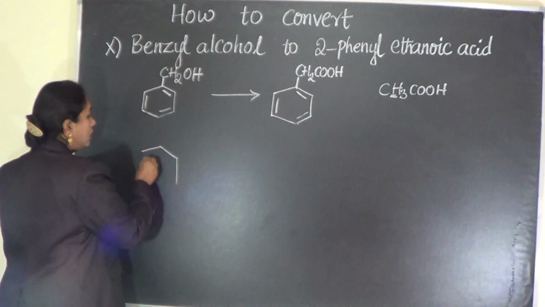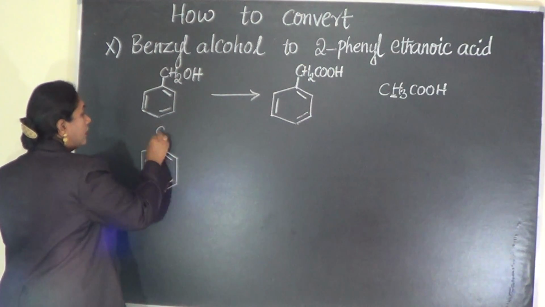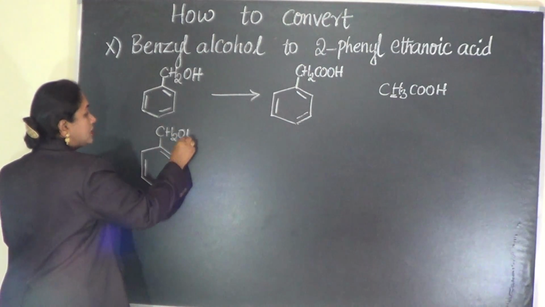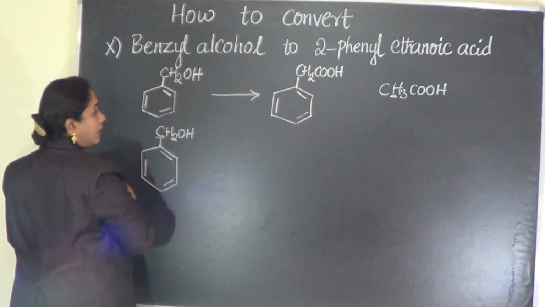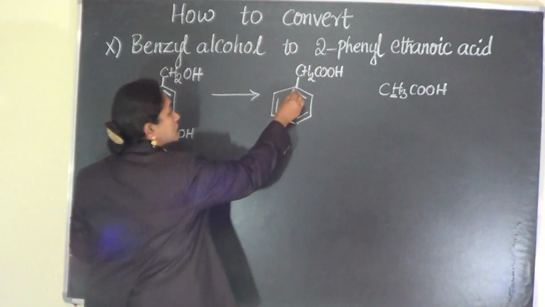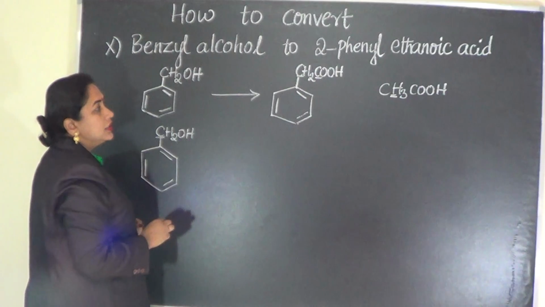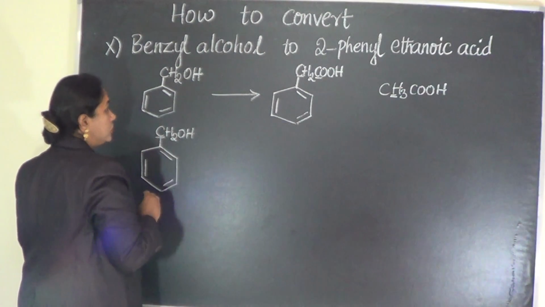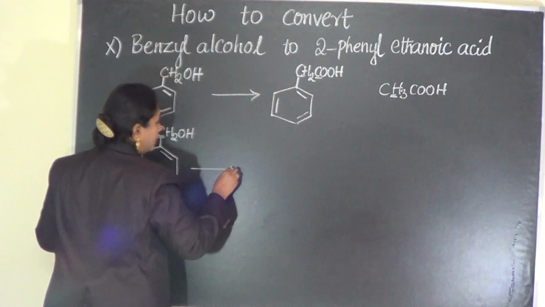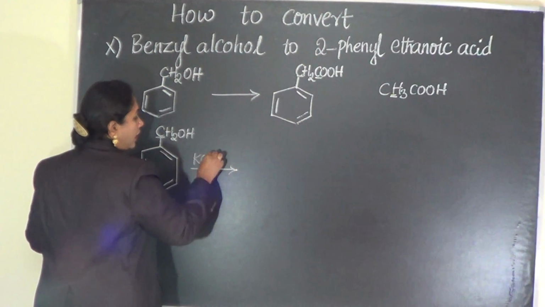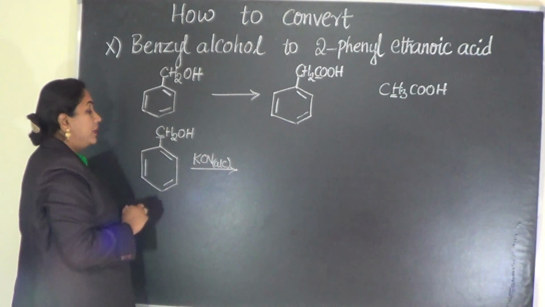Benzyl alcohol is containing only one carbon atom in the side chain apart from the benzene ring carbon atoms. Now we need to carry on the process of increasing the carbon chain because phenyl ethanoic acid is containing two carbon atoms in that chain. So let us see how we can bring this about. So we are going to treat benzyl alcohol with alcoholic KCN. This will help us to increase or lengthen the carbon chain.